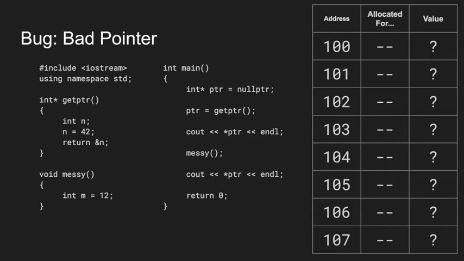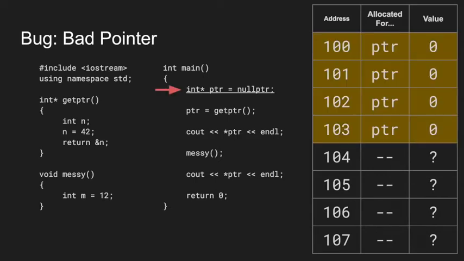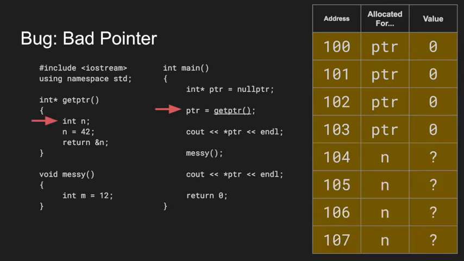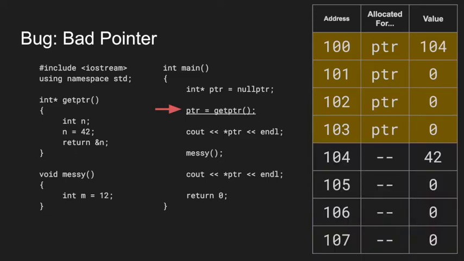And apparently it's this. In main, an int pointer variable is created on the stack. Its value is set to null. Next, the getPointer function is called. This function creates a variable on the stack, sets its value to 42, and then returns a pointer to that local variable. This is the bug, returning a pointer to a local variable.